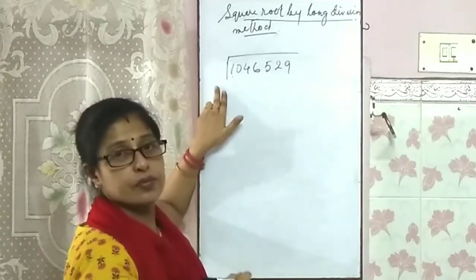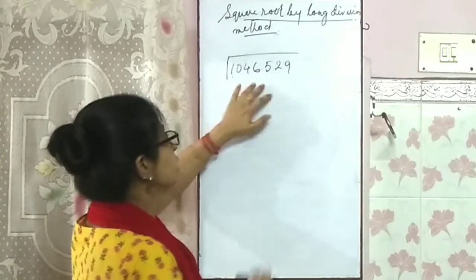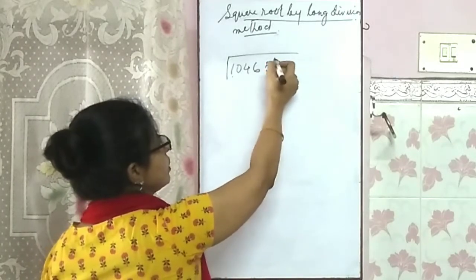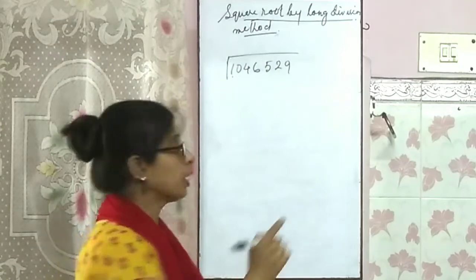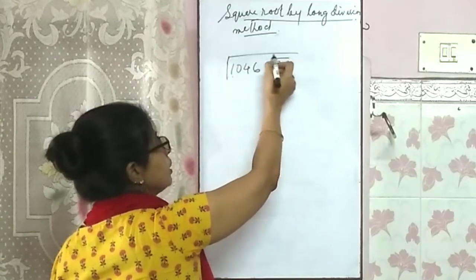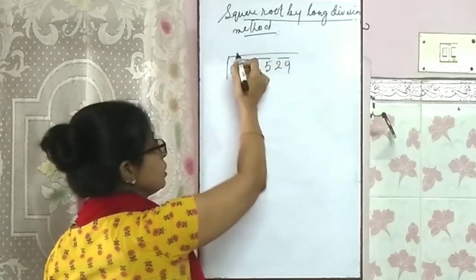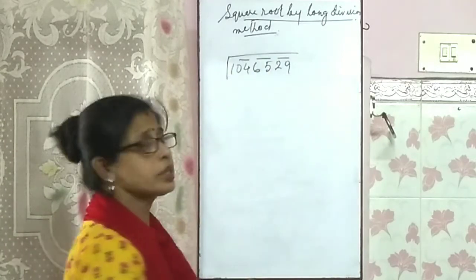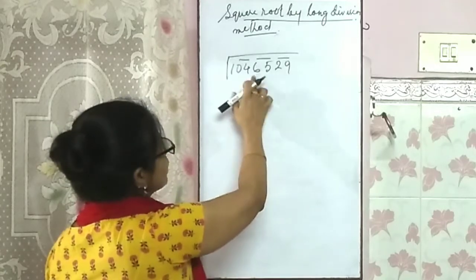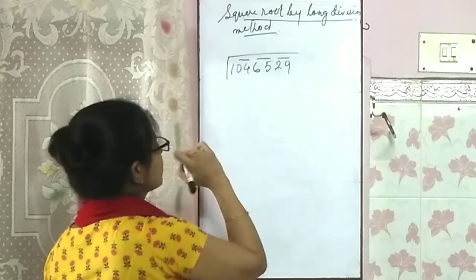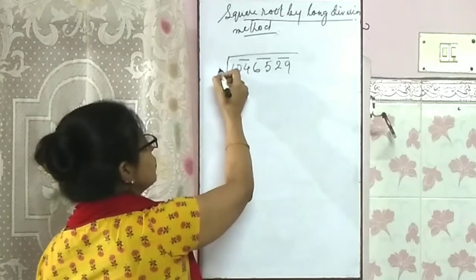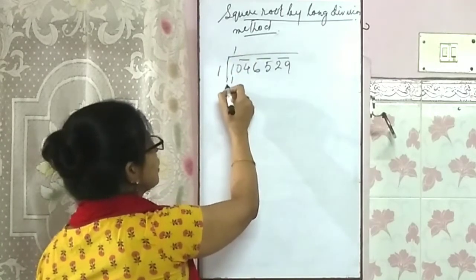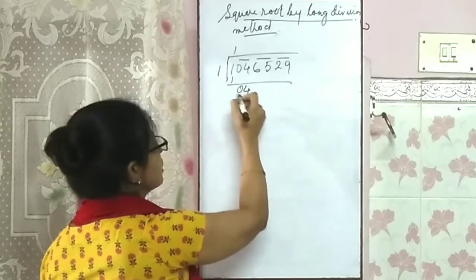Now I am taking one number with more digits, 1046529. So what shall we do first? First step is to make them pair. It is a very important thing, otherwise your sum will be wrong. You won't get the correct answer. So here we have made the pairs of the number. Now one is left alone. For this one we will choose a number, 1, 1 ones are 1. Got it? The 04 comes down.